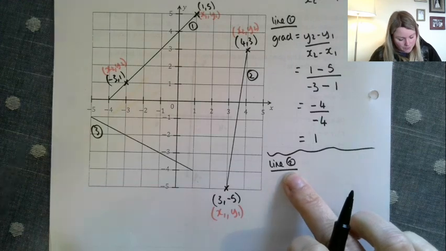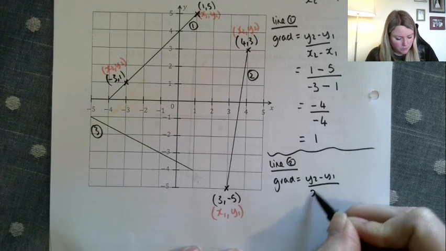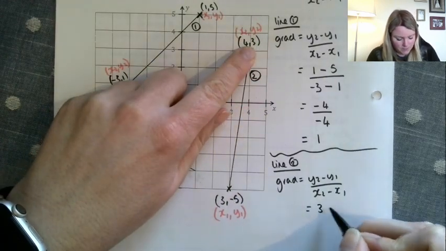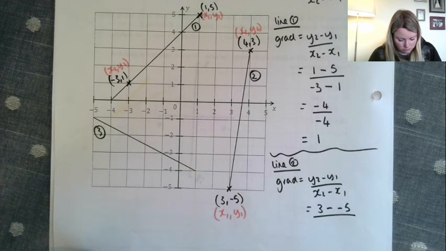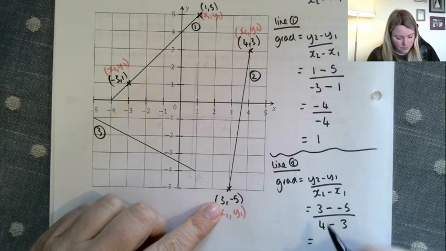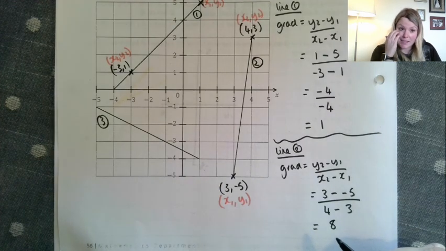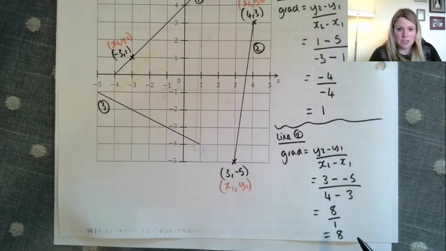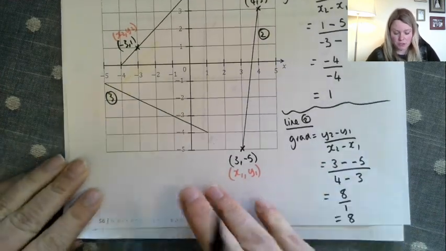Okay, so line 2, gradient is y2 minus y1 over x2 minus x1. y2 is 3, take away y1 is minus 5. x2 is 4, take away x1, 3. So 3 take away minus 5 gives me 8, because remember, taking away a minus is the same as adding. 4 take away 3 is 1. So my gradient is just 8 divided by 1, which just gives me 8. Okay? And then we'll be able to fit in our working out for line 3 over here, just about.